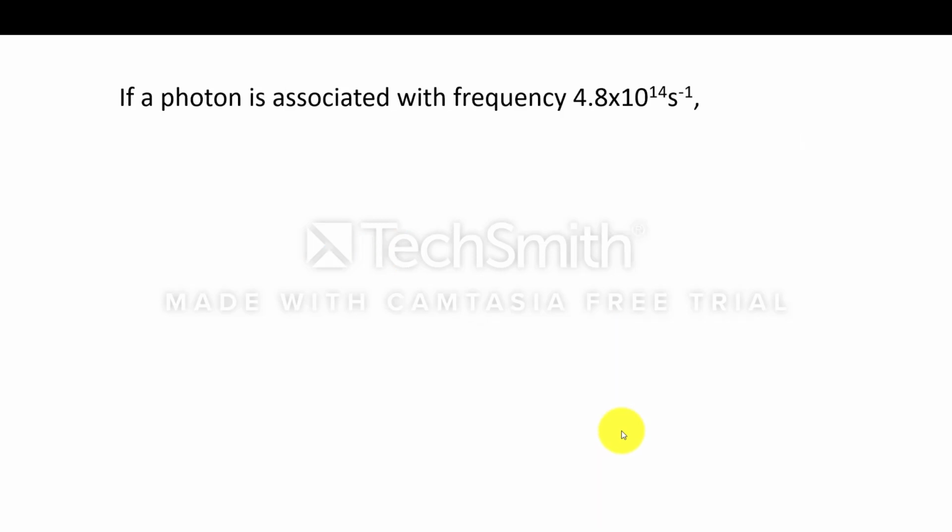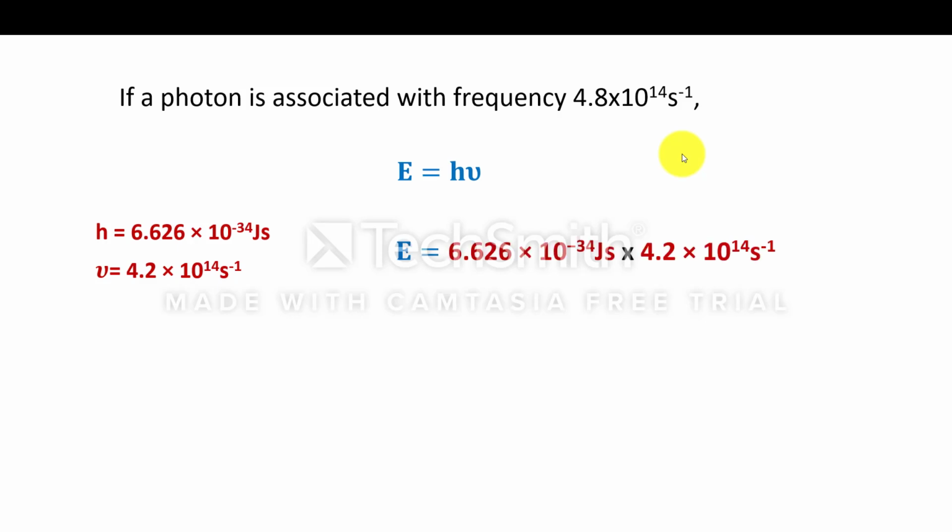Suppose a photon is associated with frequency 4.8 into 10 to the power of 14 per second, then the energy of a photon is equal to h into nu, and substituting the value for Planck's constant and frequency, we will get the energy equal to 27.82 into 10 to the power of minus 20 joules.